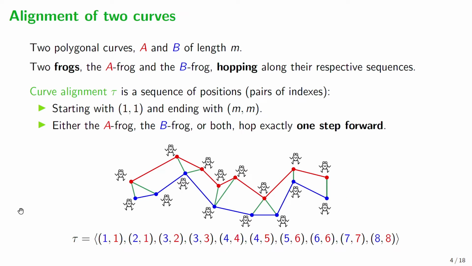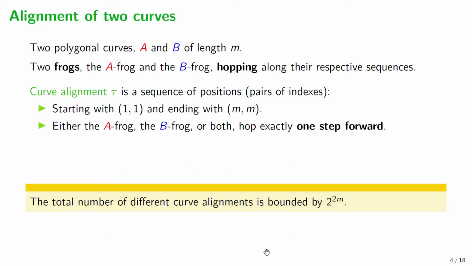A curve alignment, tau, is a sequence of positions, or pairs of indexes, that describes the movement of the two frogs along the curve. Every alignment starts with the position (1,1) and ends with the position (m,m), which are the indexes of the start point and ending points. The indexes in each pair can increase by at most 1 compared to the previous pair. It is an easy exercise to check that the total number of different curve alignments is bounded by 2 to the 2m.